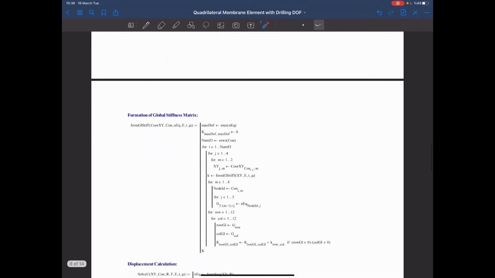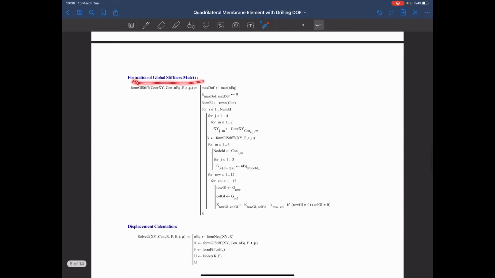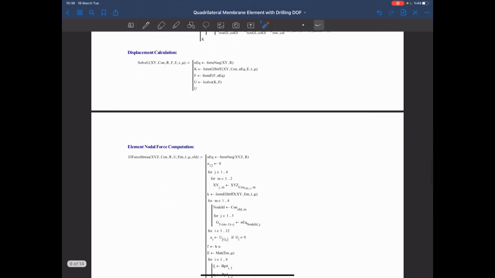Here and then the global stiffness matrix, I'm assembling the stiffness matrix of every element. The stiffness matrices will be 12 by 12, and we have again the displacement calculations. Now let's take a look at the results.